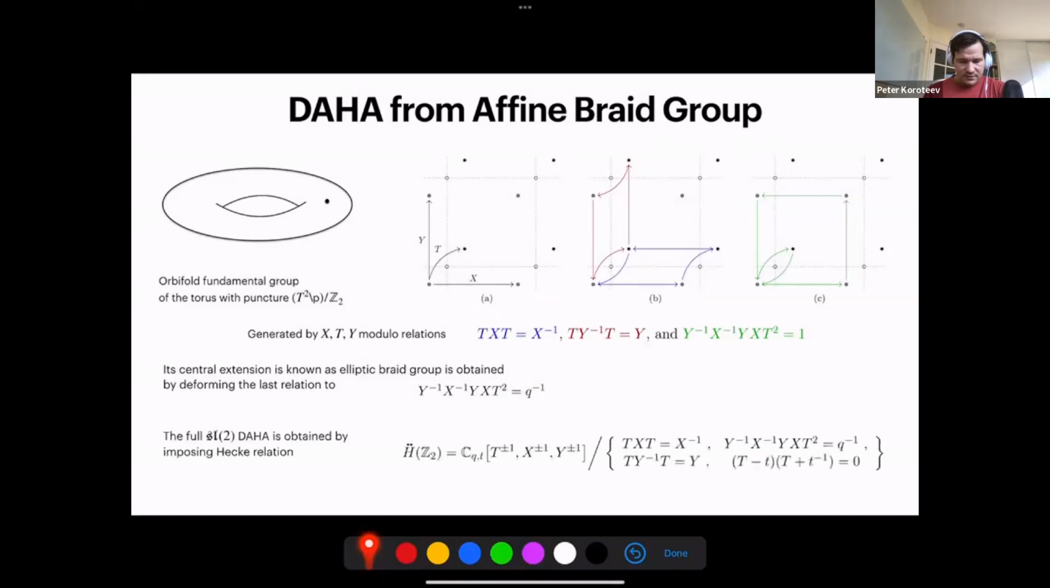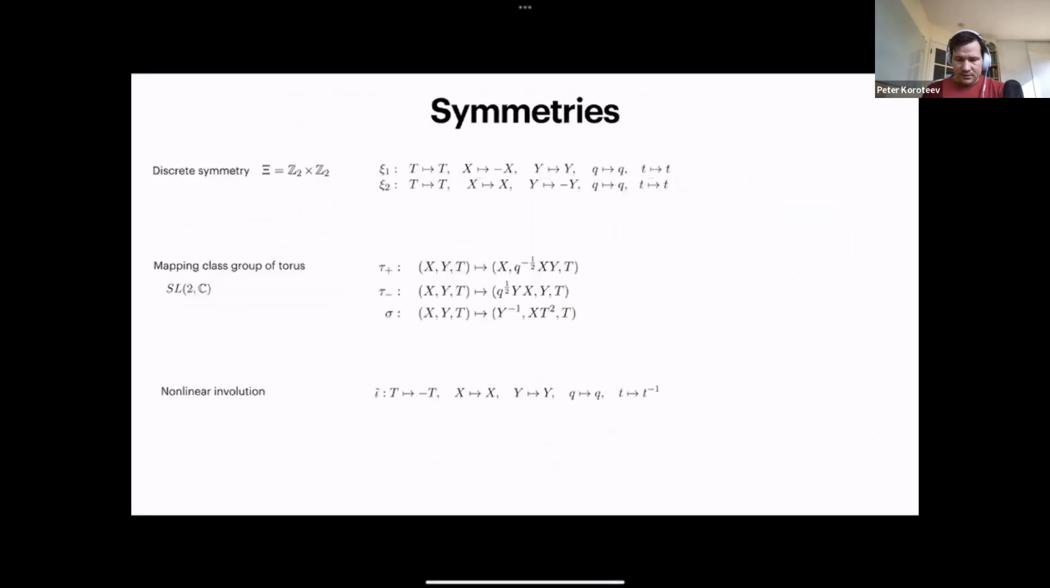And from this approach, full DAHA is written like this. So CQT is this field of fractions. I simplified the notation a bit, times this, and divided by the same relations that we saw on the previous slide. So there is a notion of the torus with the puncture here, which we'll exploit later. Okay. Now there is a big zoo of symmetries here, which will again be important.